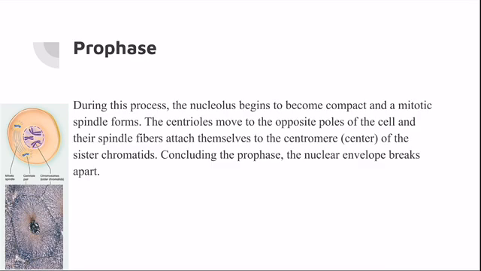Prophase. During this process, the nucleolus begins to become compact and a mitotic spindle fiber forms. The centrioles move to the opposite poles of the cell, and their spindle fibers attach themselves to the centromere, which is the center of the sister chromatids. Concluding the prophase, the nuclear envelope breaks apart completely. As shown in the diagram, you can see the nuclear envelope degenerating through the dashed lines, and the centrioles are coming into the cell as seen on the left side of the cell.